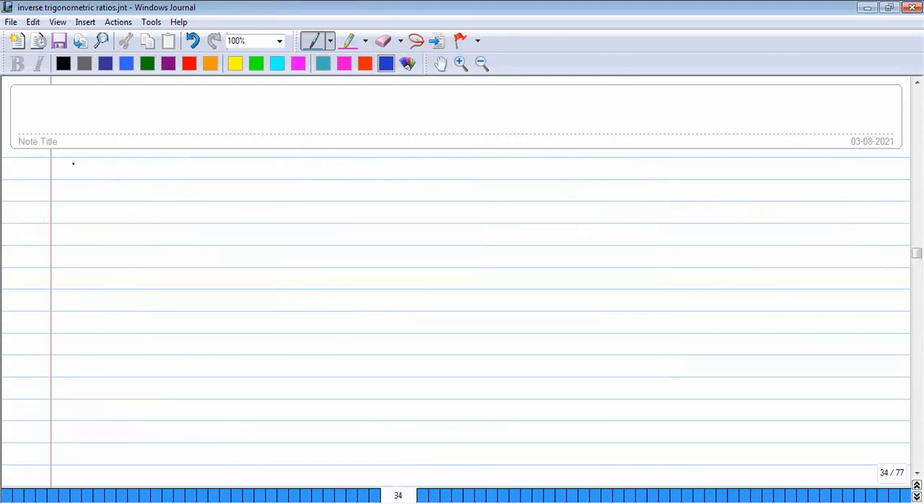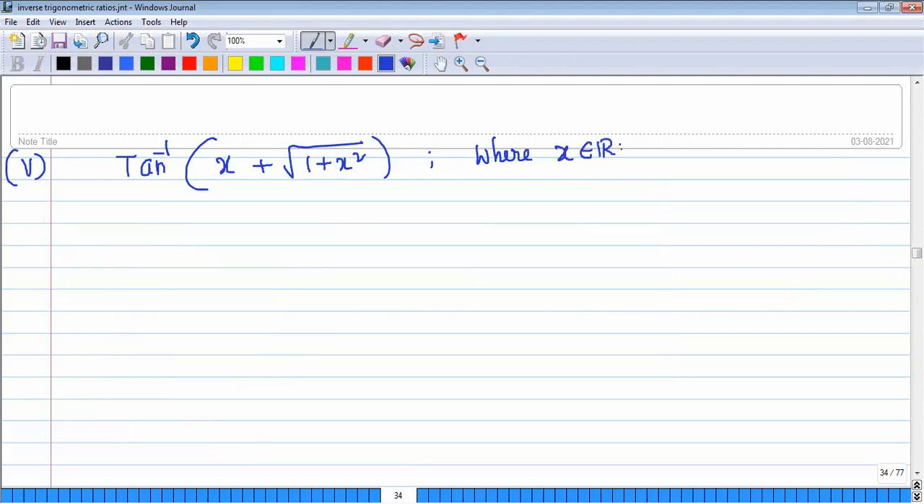Now, fifth question. Tan inverse of x plus under root of 1 plus x square, where x is any real number. So put x equal to tan theta and get it simplified. You'll get the answer. That's the clue. Your hint is put x equal to tan theta or tan alpha, anything, tan of something.